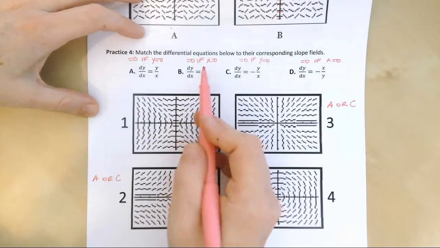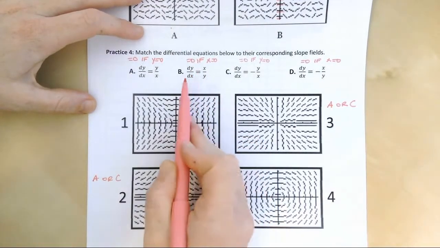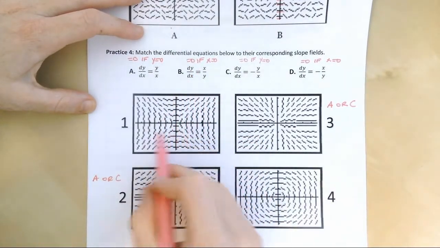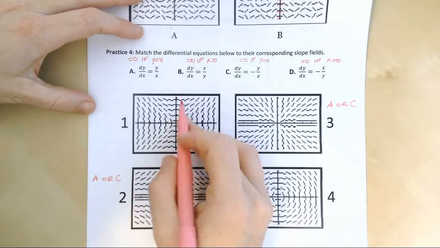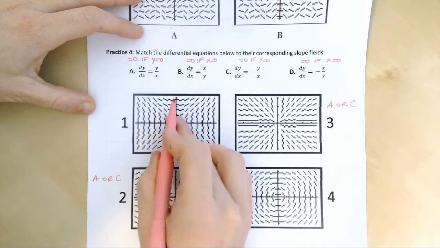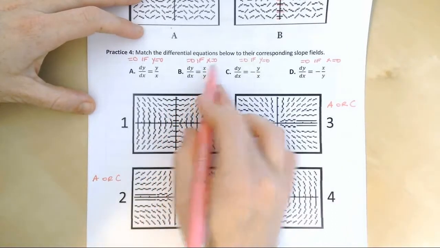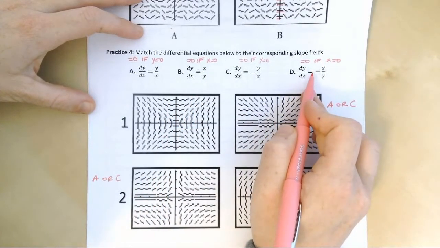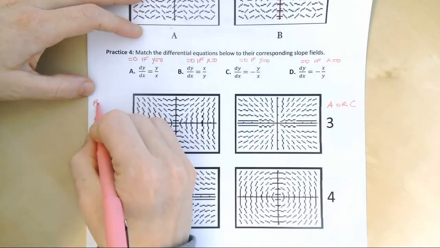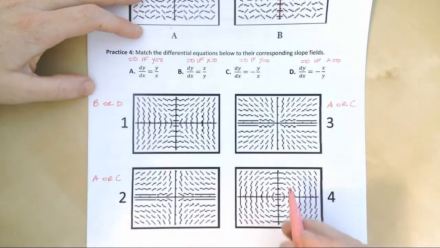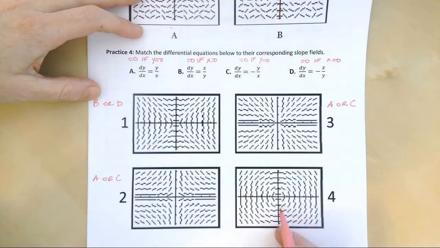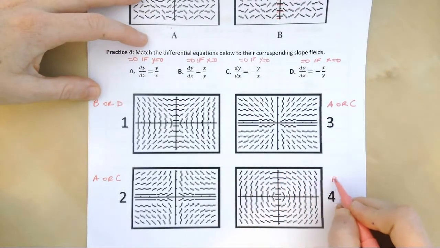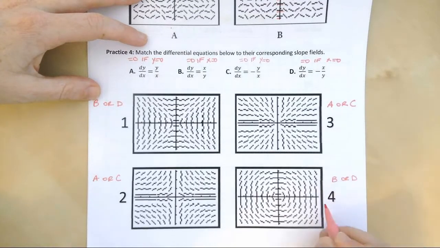Okay, and then this slope, we would have 0 slope, like the horizontal dashes, if x equals 0, so on the y-axis. So here's our y-axis. We do have horizontal dashes, and then same with letter D. So this has to be B or D. And then this graph also has horizontal slopes on the y-axis. So again, B or D is an option for 4.